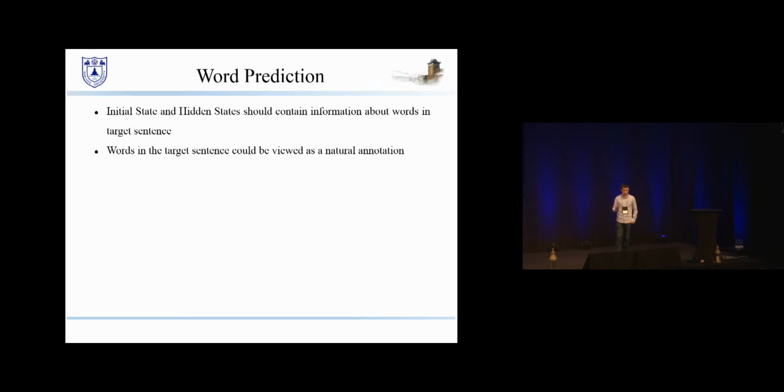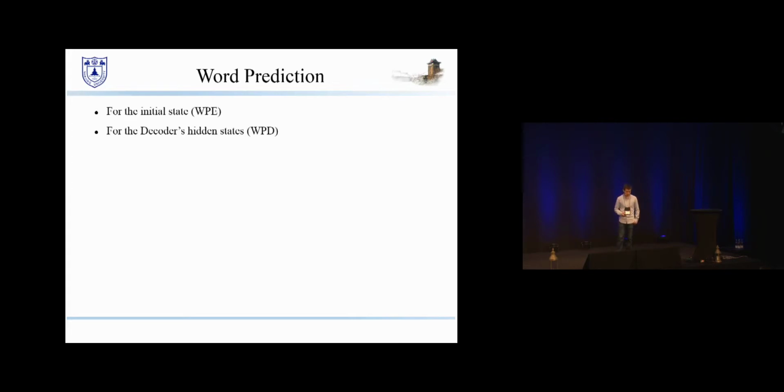Word prediction is very similar to the translation mechanism in the output layer, which is very easy to implement. What's more, since all the words are already provided in the reference, no additional data or label is required. We propose two methods to add the word prediction to the initial state and the hidden states of the decoder respectively. We denote them as WPE and WPD.